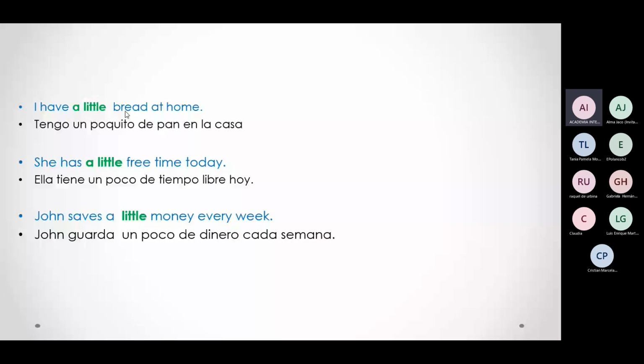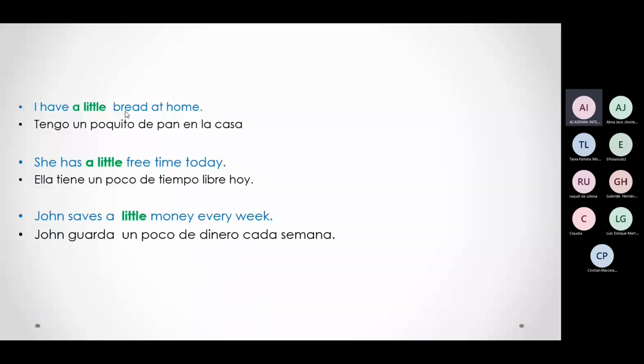I have a little bread at home. Tengo un poquito de pan en la casa. She has a little free time today. A little free time, because the word time is uncountable. No podemos decir tiempos. Tiempos, time in general. He has a little free time today.